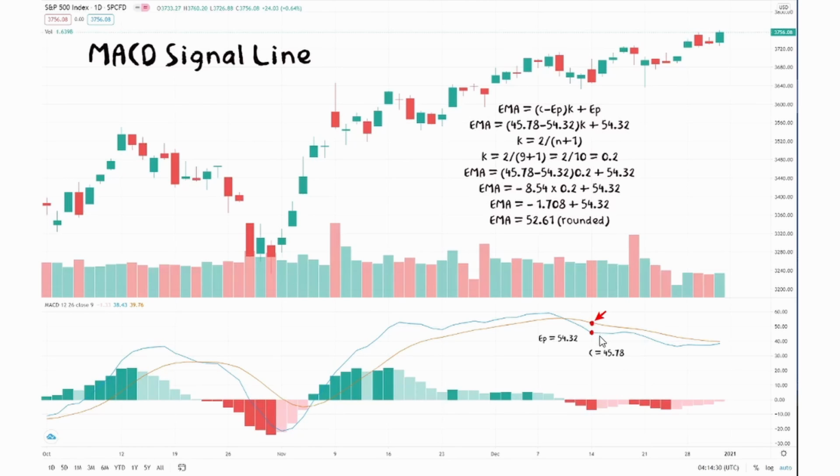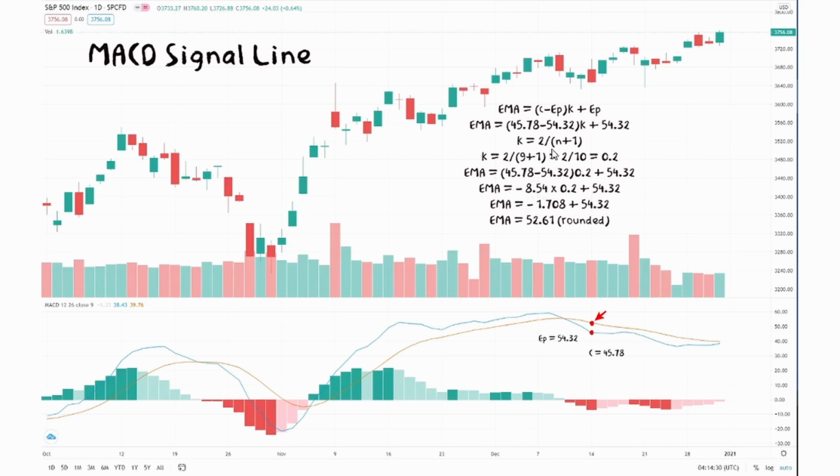Now that we have the value on the MACD line, we can find out the value on the MACD signal line for December the 14th. It's going to be the same equation. The MACD signal line is a 9-day EMA of the MACD line. So we're going to use the close, which will be 45.78. And then we're going to subtract the previous day's MACD line value, which is 54.32. That's going to give us a value of negative 8.54.